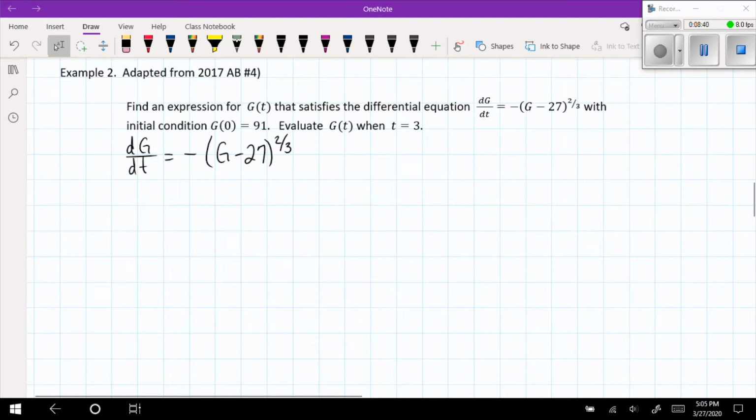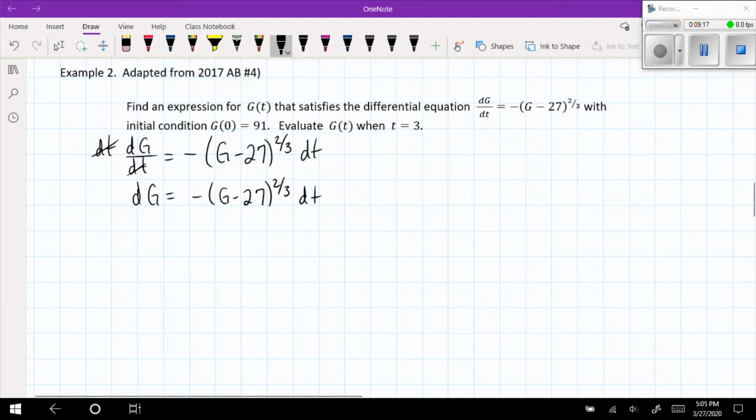All right, well, we have this differential equation, it's hard to say this, huh? dg dt, and we have got to separate our variables before we integrate, so we're going to multiply both sides of this equation by dt. This will eliminate my denominator. Say goodbye, and I just have dg now is equal to negative, open parentheses, g minus 27 to the 2/3 dt. All right, I got my t out of the left side of the equation, but now I need to get the g out of the right side of the equation.